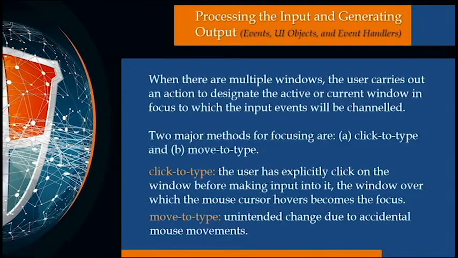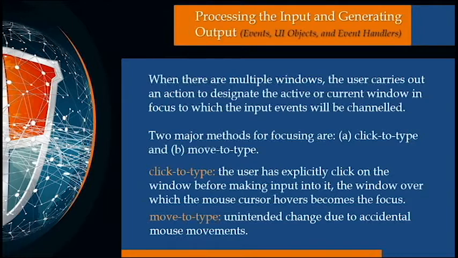When there are multiple windows, the user carries out an action to designate the active or current window in focus, to which the input events will be channeled. So if you have opened many windows and you want to go to the one behind the current window, you hover over it and then click, and it becomes your active window. Your previous window then becomes deactivated.